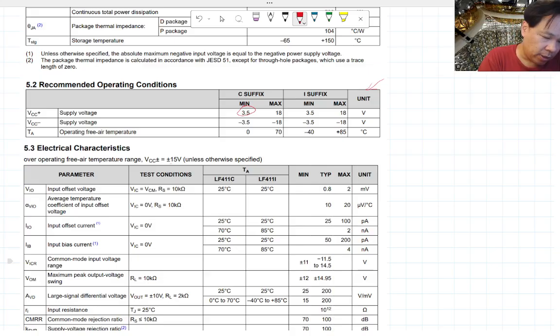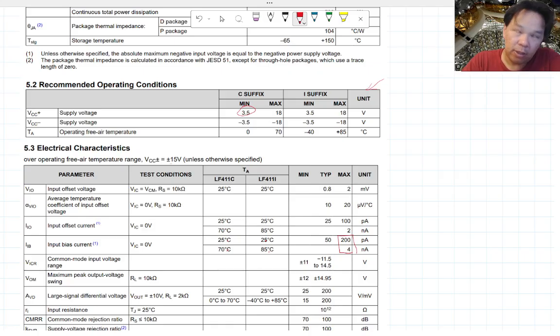Okay, and we're going to see that the input bias current is going to be here. And there are going to be 2 lines there for some reason. One is going to be at room temperature. The other one is going to be at a higher temperature. Notice that when the temperature increases, right? Let's just compare the maximum number. At room temperature, you're going to get 200 picoamp.